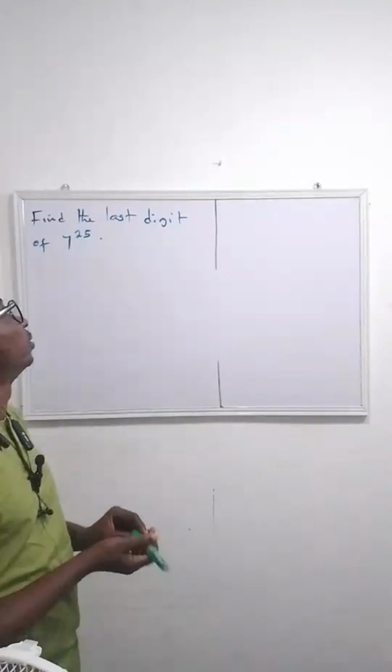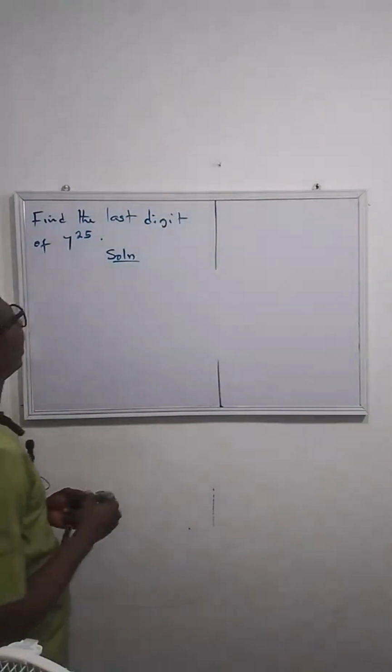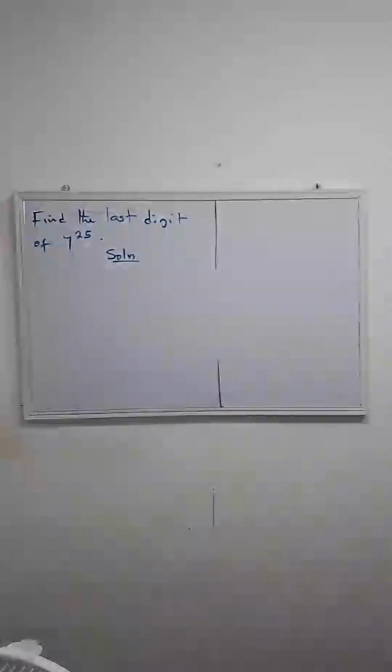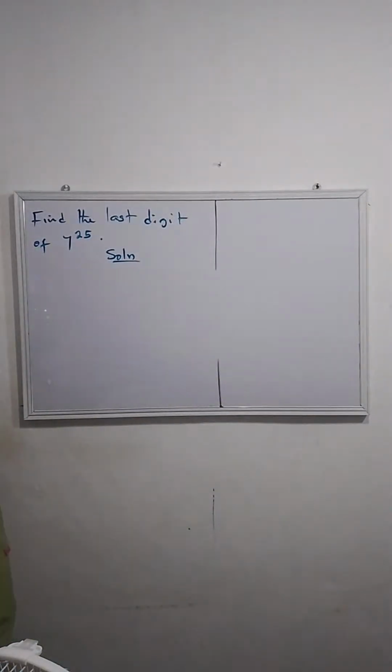Okay, so now let's look at the next question. Now find the last digit of 7 raised to the power of 27. So I hope every one of you are hearing me. All right. Okay, I hope you can hear me. Okay. So now let's move down to the question. Find the last digit of 7 raised to the power of 27. So how do you solve this problem?